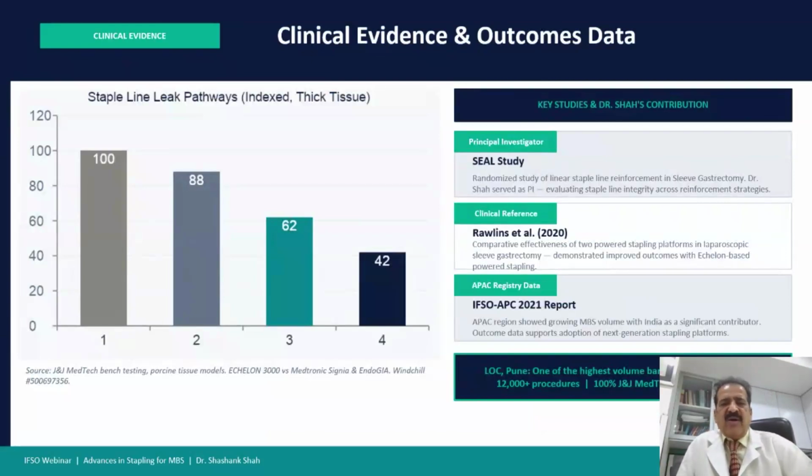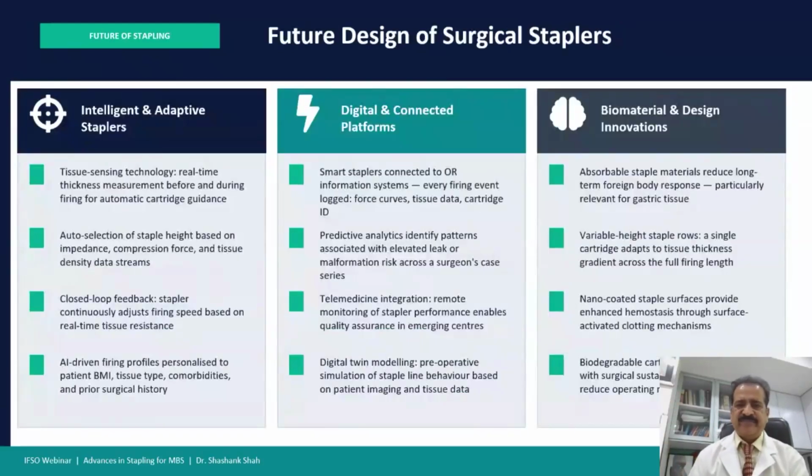There was one study done from our unit, a randomized control trial, on using staple reinforcement versus the suture process. There was no difference. And with today's advanced GST stapling technology with articulating guns, probably there is no difference. However, in our practice, we still oversew the entire staple line. Rollins did another study which showed the efficiency of the powered Echelon gun. And the IFSO APC 2021 report shows a growing need for metabolic and bariatric surgery and greater use of staplers here.